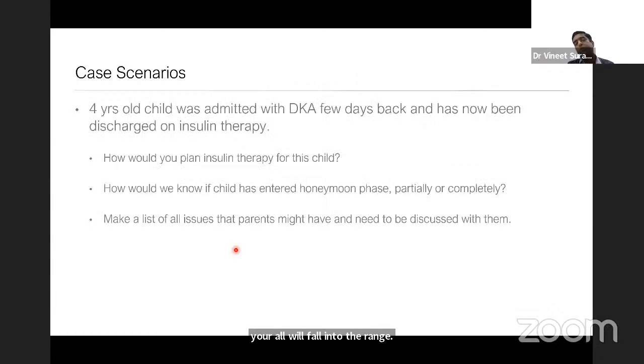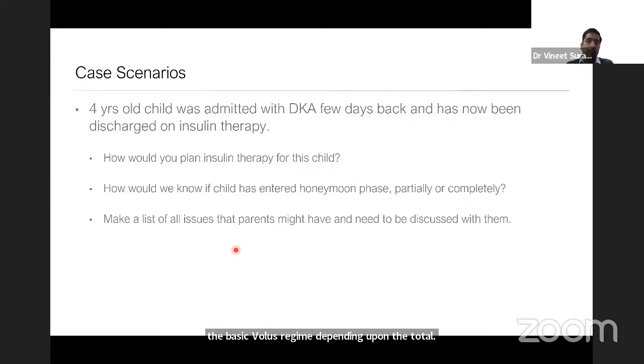So coming back to our case scenario. Now, this 4-year-old child who was admitted with DKA a few days back, when he's being discharged on insulin therapy, as we have discussed till now, we know that the plan for insulin therapy will be basal and bolus. Based on their requirement, we discharge them on the basal bolus regime depending upon the total daily dose requirement.